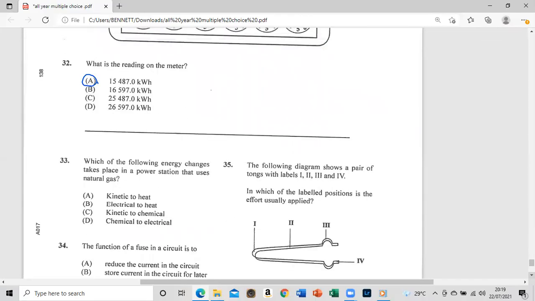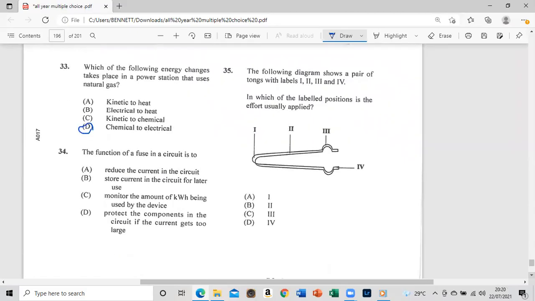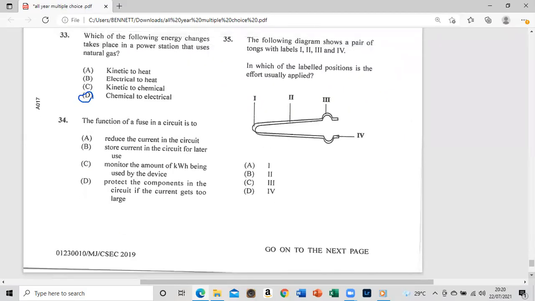Which of the following energy changes takes place in the power station that uses natural gas? Is it kinetic to heat, electrical to heat, kinetic to chemical, or is it D, chemical to electrical? And it is chemical to electrical. Again, guys, this is just to help you with the multiple choice for the repeat questions. I can explain every single term.